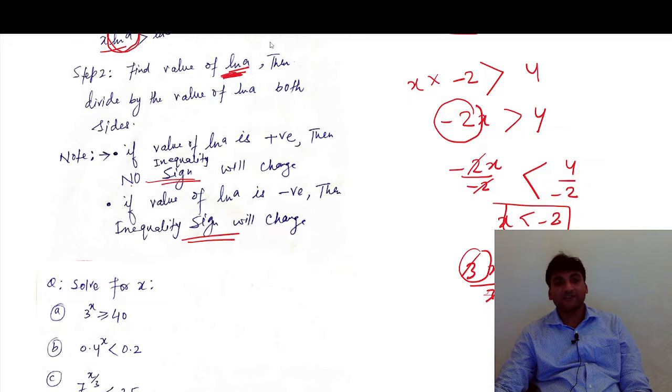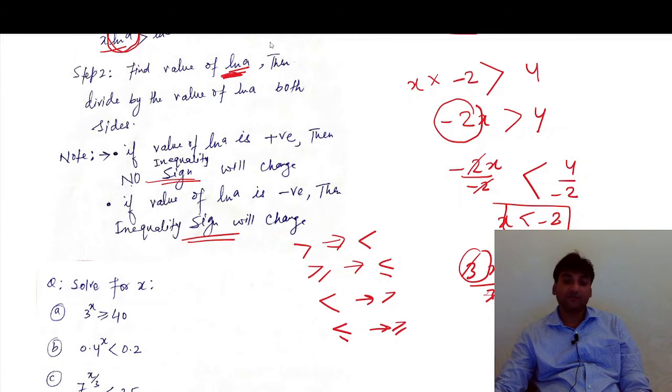Inequality sign will change means if it is greater than, then it will be smaller than, or if it is greater than or equal to, then it will be smaller than or equal to. If it is less than, then it will be greater than. If it is less than or equal to, then it will be greater than or equal to. This is called inequality sign changing. This is not plus and minus, this is inequality sign changing.